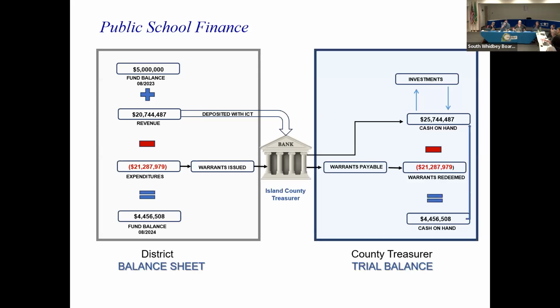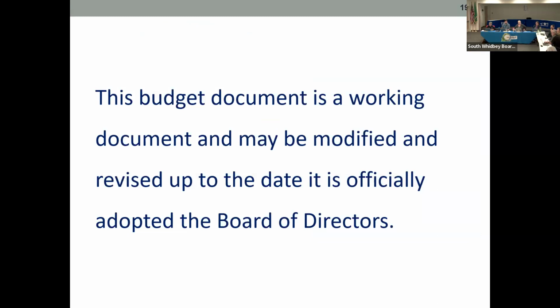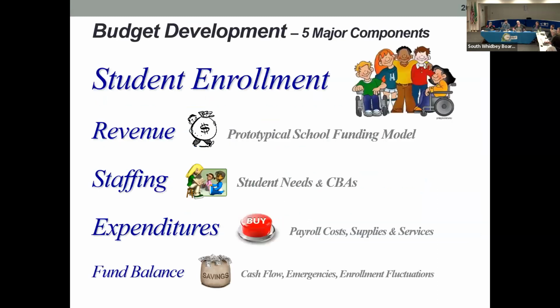Then the state auditors come in each year, and this is one of the main things they look at: are we balancing to what the treasurer says? Is there any discrepancy? Which there never is, but it's just that process. Of course, we're still working on this. And then the components of the budget development: student enrollment, revenue, staffing, expenditures, fund balance.